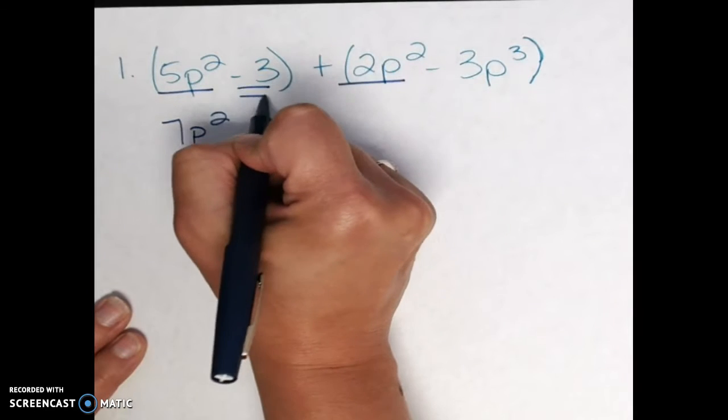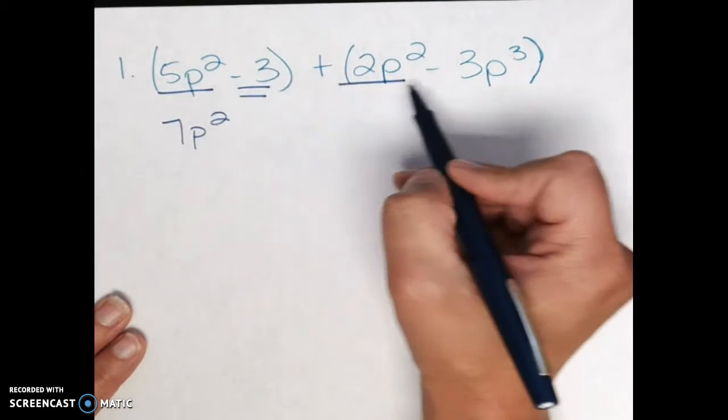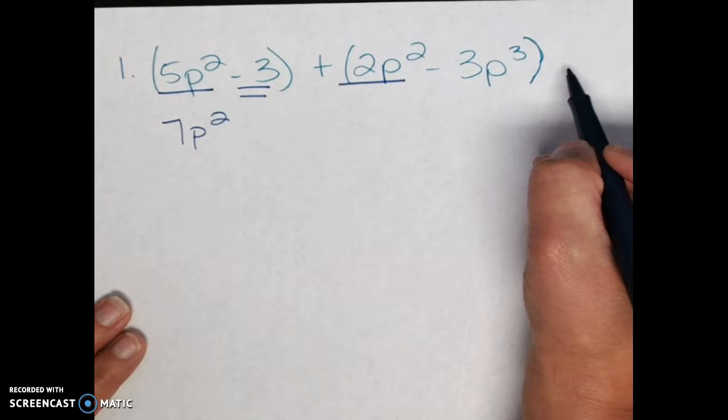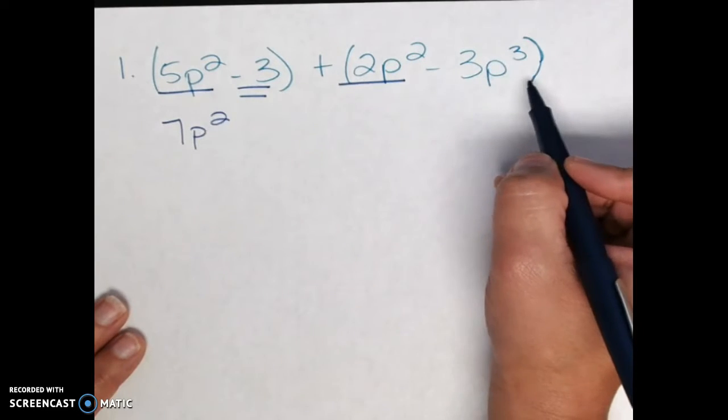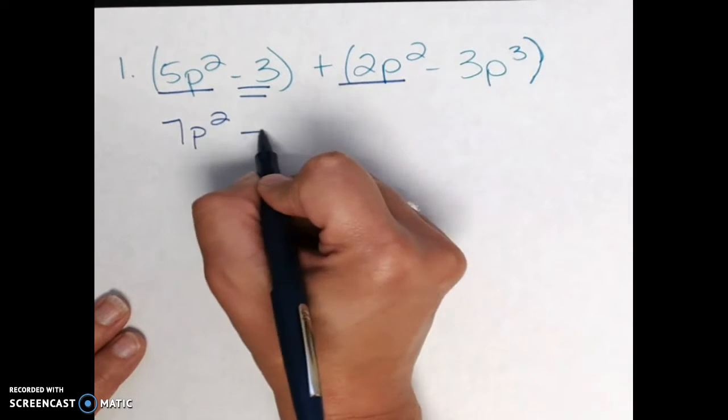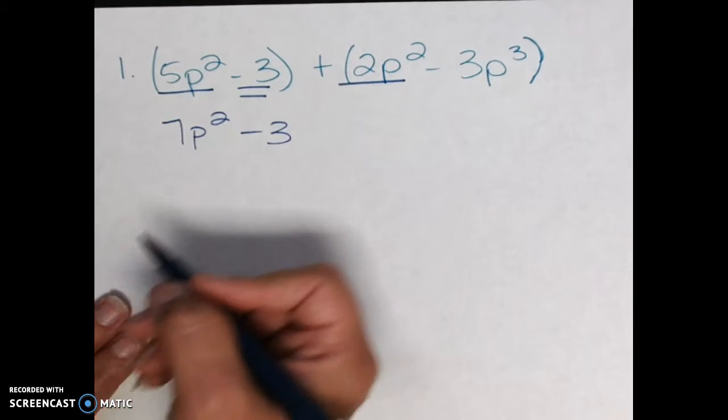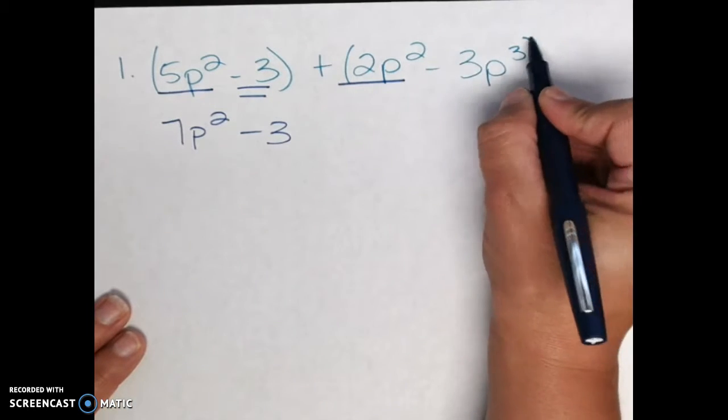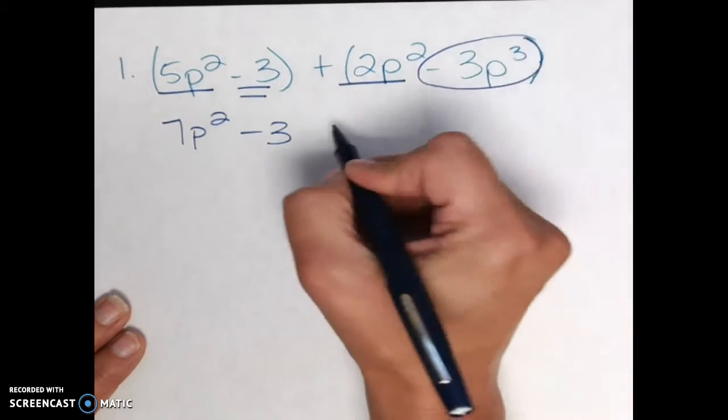I then have negative 3. I don't have any other numbers in this polynomial, so I'm going to go ahead and put my minus 3. And then if you look, I have one last term left, and that's a negative 3p to the third.